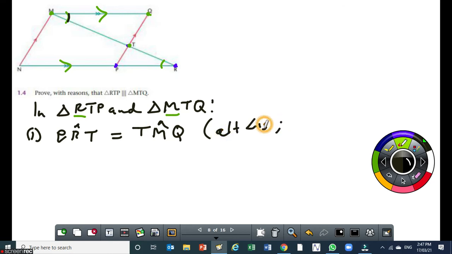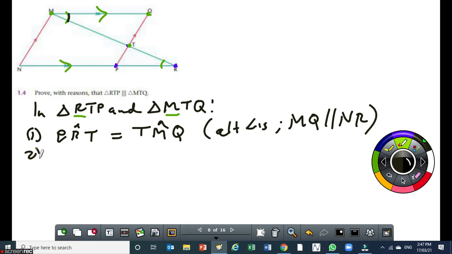Then I have to state the lines that are parallel. Those two lines are MQ and PR, or you can put NR. It's the same thing. Okay, I'll put NR. If you put PR, it's also correct, because point N, point P, and point R are collinear from your grade 10 analytical geometry. So I proved that a pair of angles are equal.